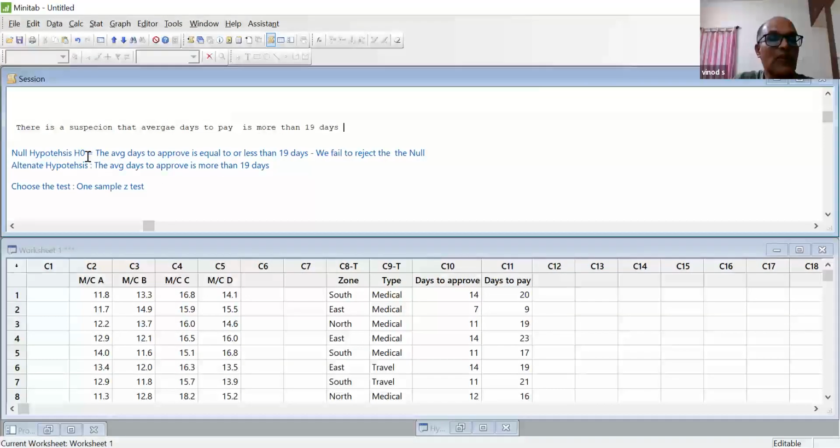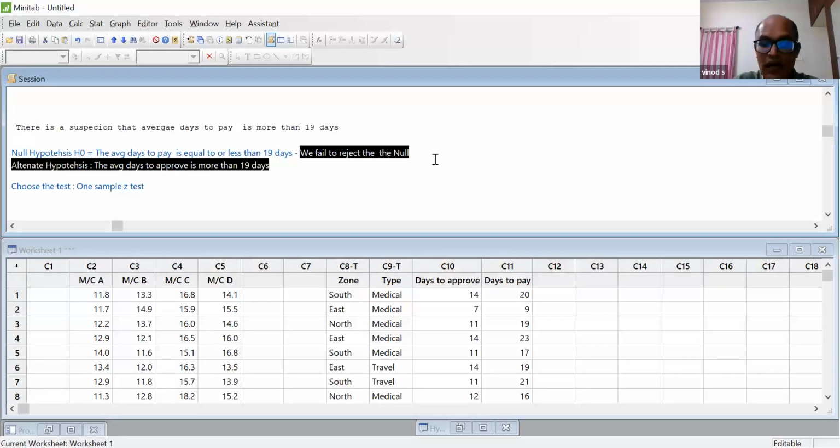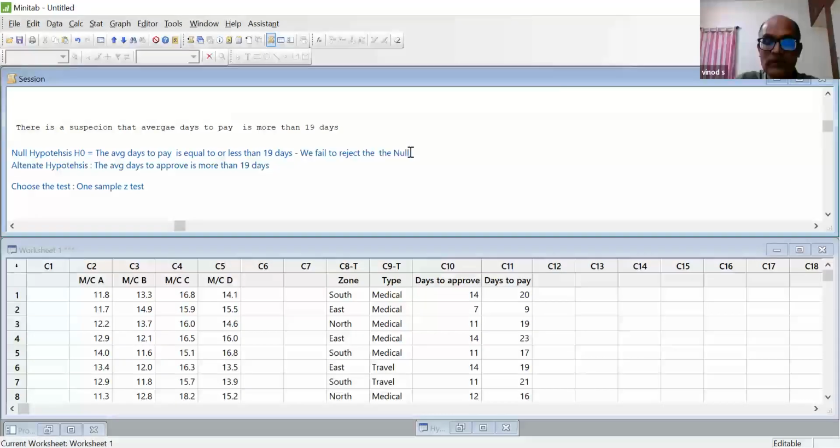So what will be the null hypothesis here? The average days to pay is equal to or less than 90 days, right? Okay. Sorry. Now, what will be the alternate?